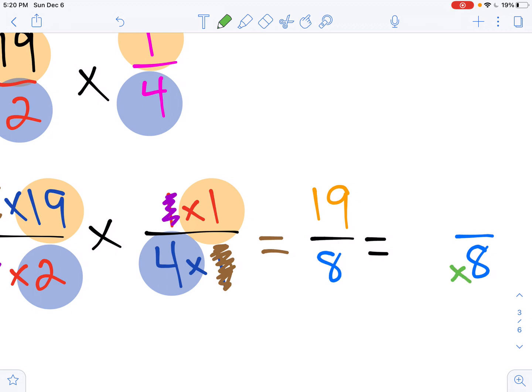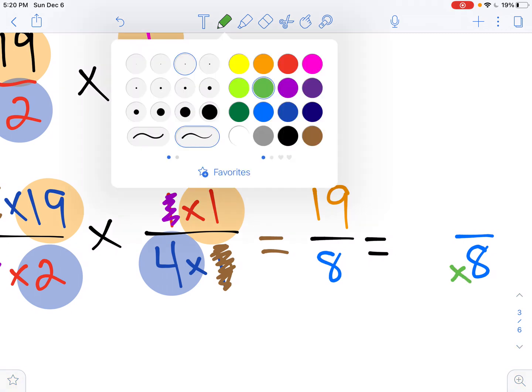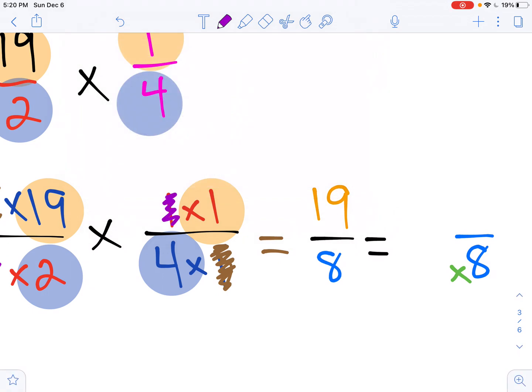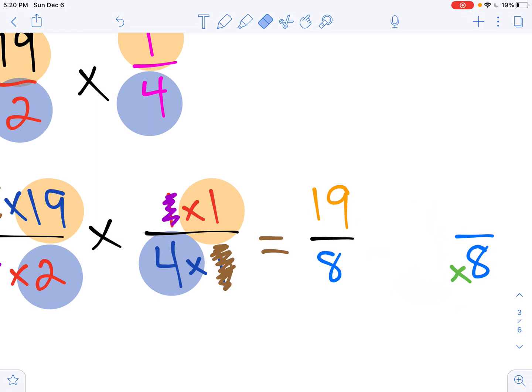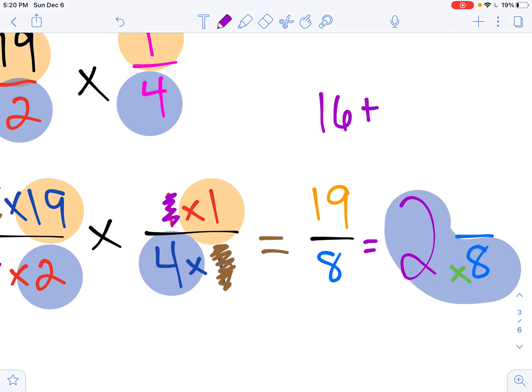Some number of 8s will get me close to 19 without being too many. So if I did 3 here, this now says 8 times 3, and that's 24. That's too big. We are going for 19. All right, so I'm going to grab a 2 instead. 8 times 2 is 16. That's a lot better. So I have 16 plus something equals 19. So if I just add on 17, 18, 19, that 3 goes right here.